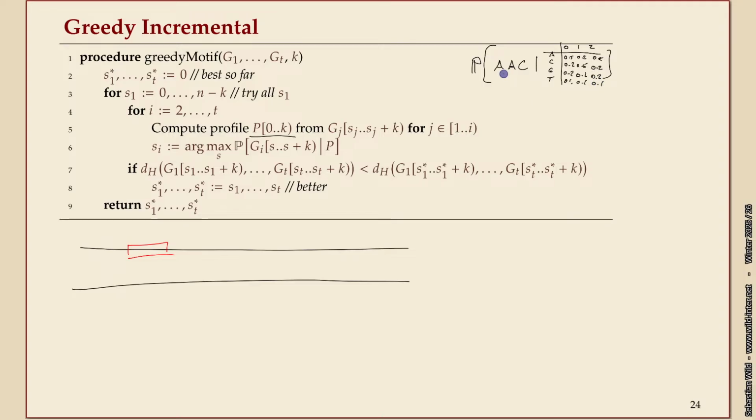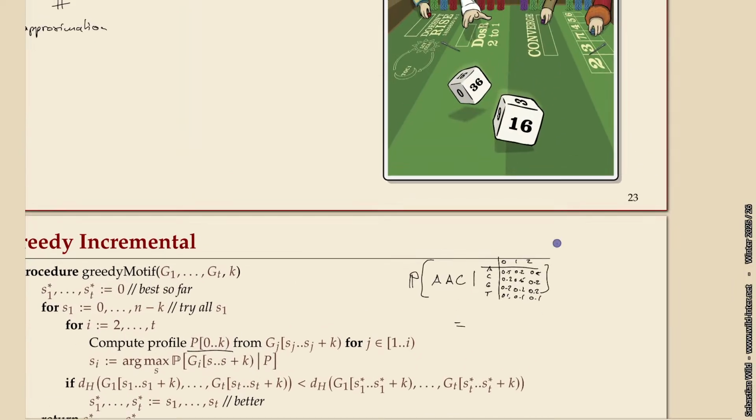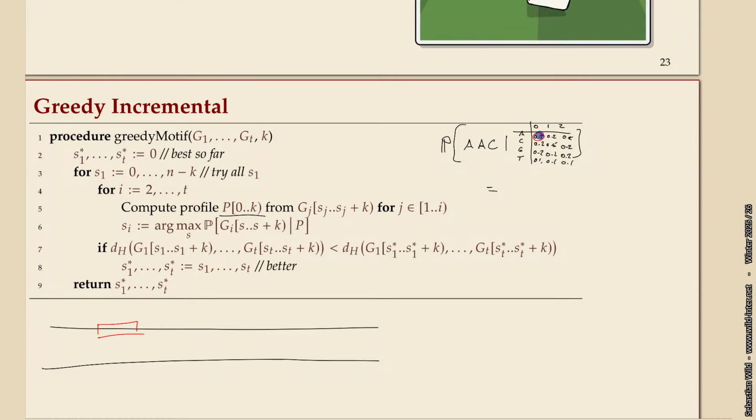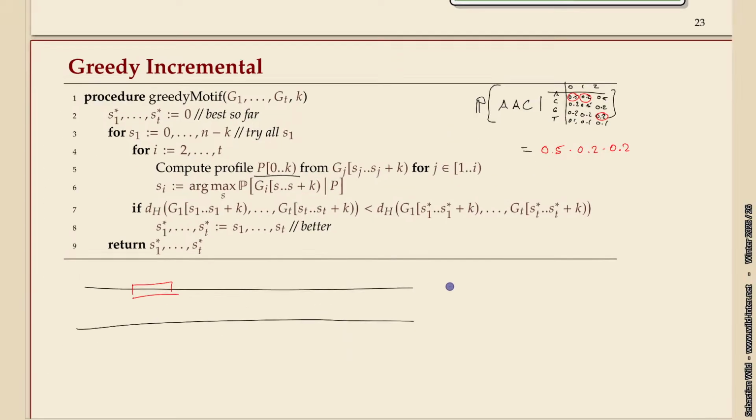Then the conditional probability of producing AAC under this profile would be the entry in the first column for A, 0.5, times the probability for A in the second column, and then the C in the third column. So it would be 0.5 times 0.2 times 0.2. That's the conditional probability of generating this thing among all possible strings of that length. Okay.